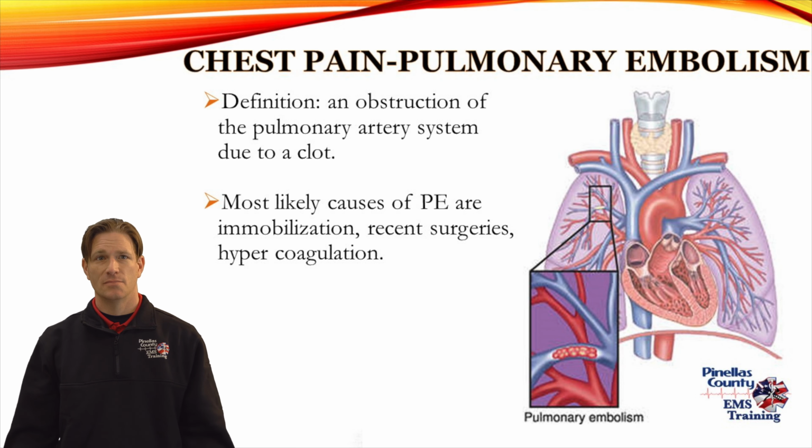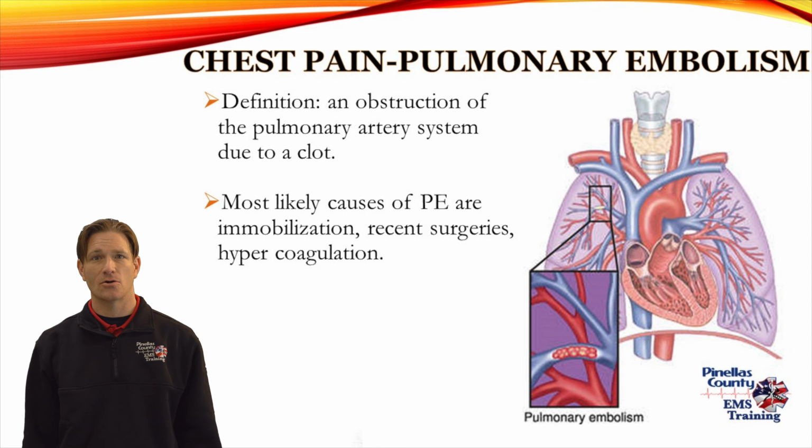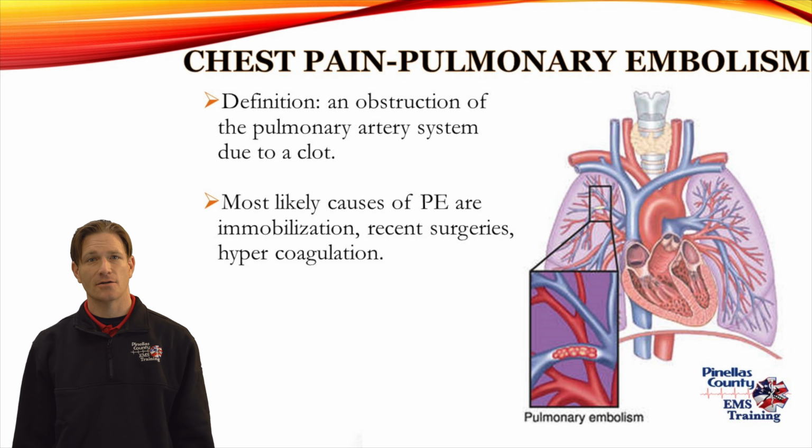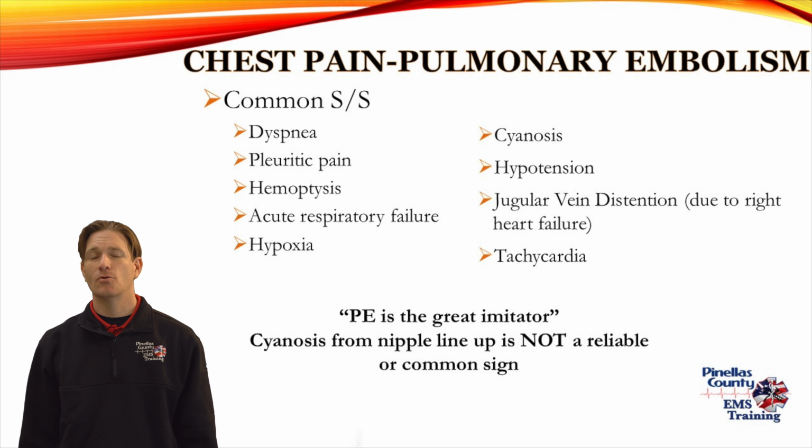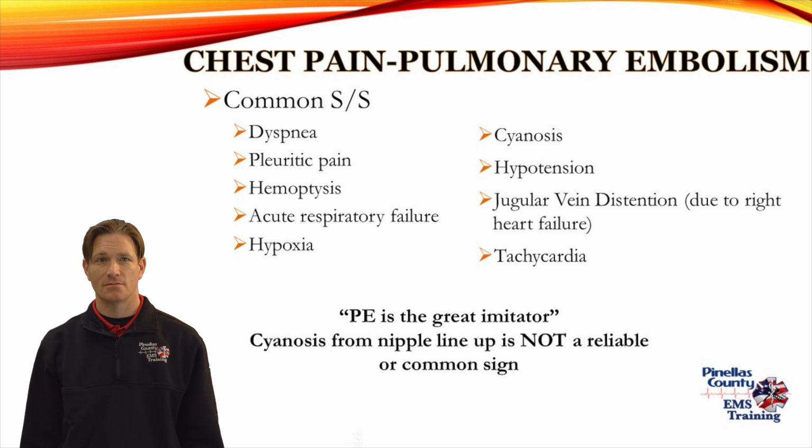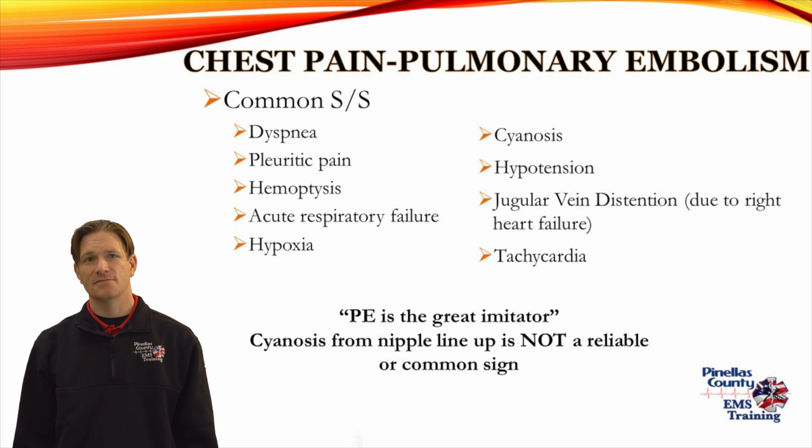Pulmonary embolism. The definition is an obstruction in the pulmonary artery system due to a clot. Most common causes of PE are immobilization, recent surgeries, hypercoagulation. Sometimes patients with sickle cell who are dehydrated could also suffer from a PE. Pulmonary embolism is the great imitator. Cyanosis from the nipple line up is not reliable or a common sign. The list of signs and symptoms of a PE can be extensive and they do vary.